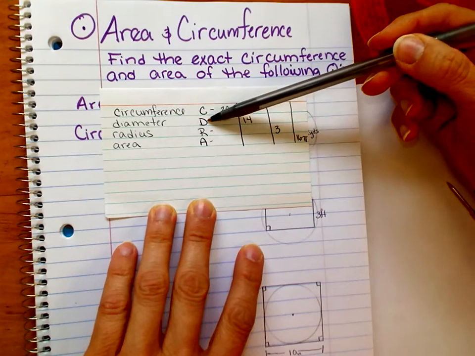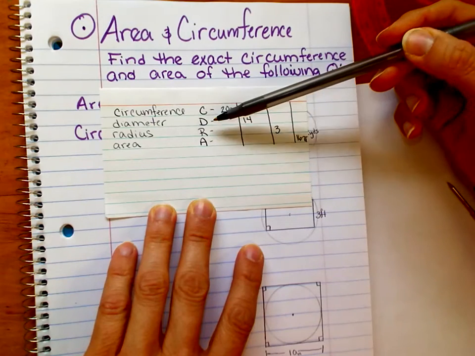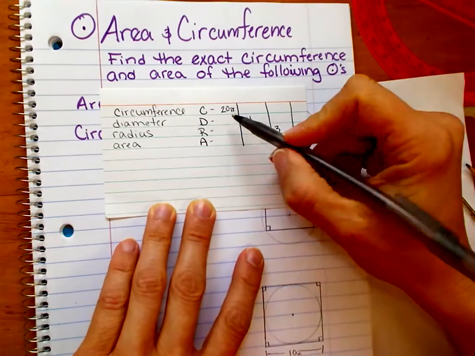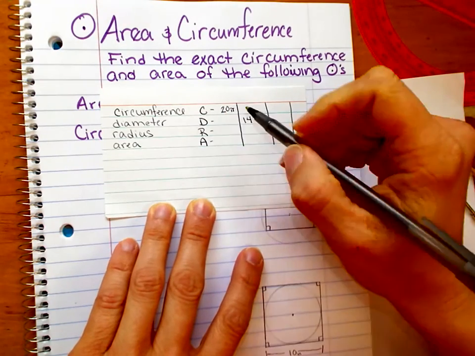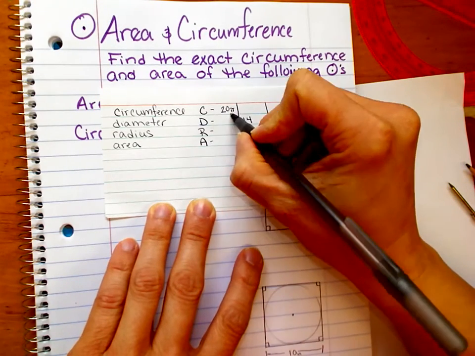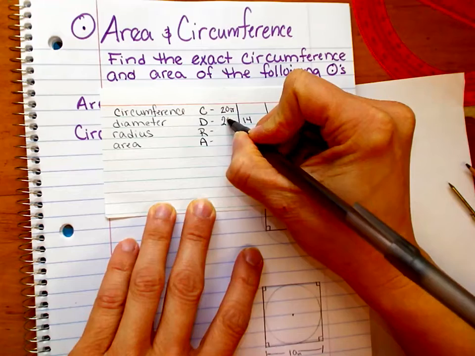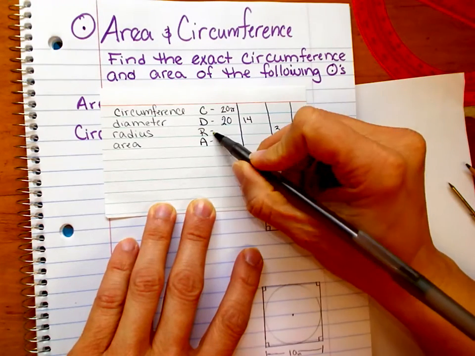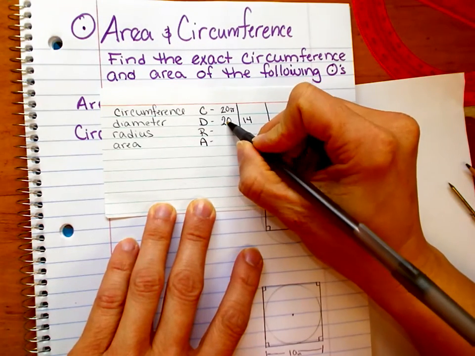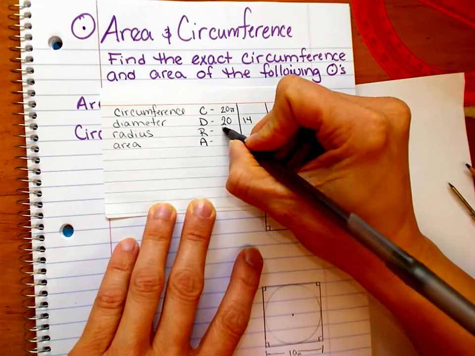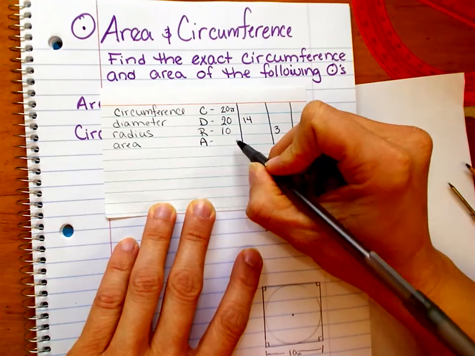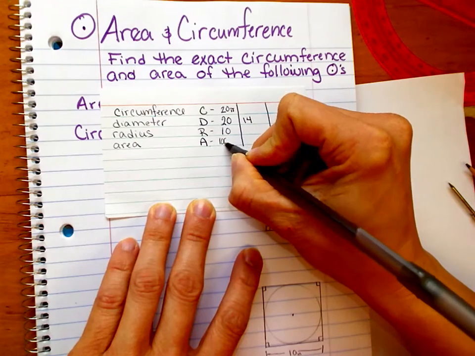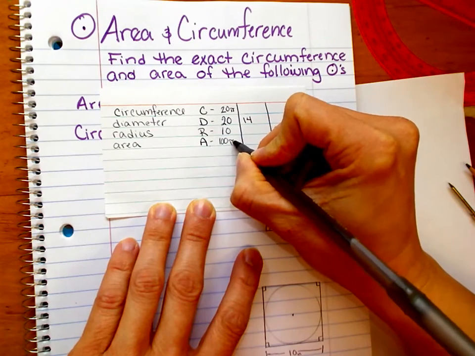We write down C, D, R, A. C stands for circumference, D for diameter, R for radius, A for area. And the trick is that if you have the circumference, what you do to get the diameter is just get rid of pi. So if the circumference is 20 pi, the diameter is 20. The radius is always half the diameter, so to go from diameter to radius, we take half. And the area is always this squared and put the pi back. So 10 squared is 100, and you put the pi back.